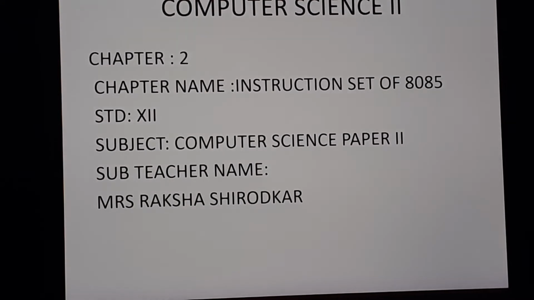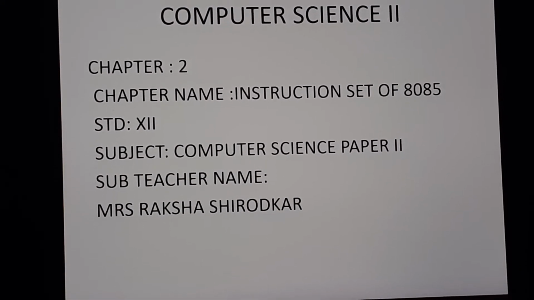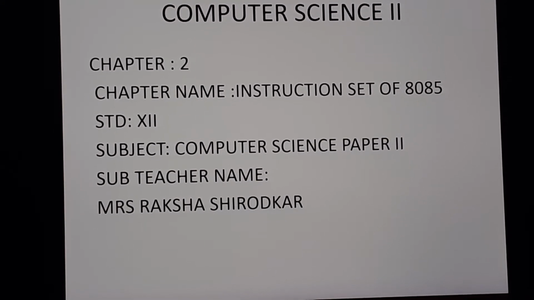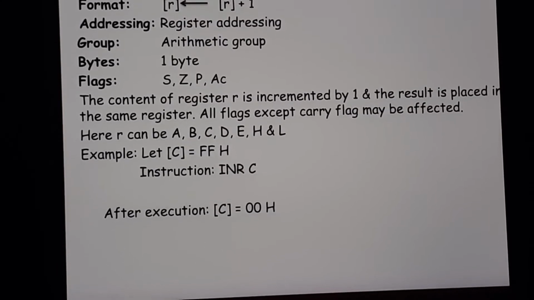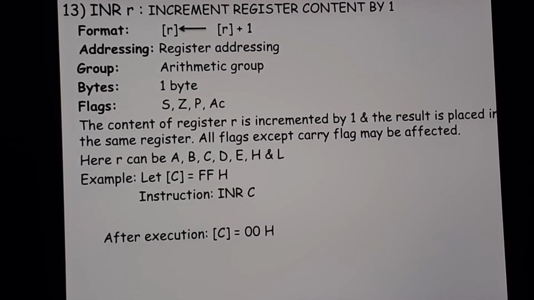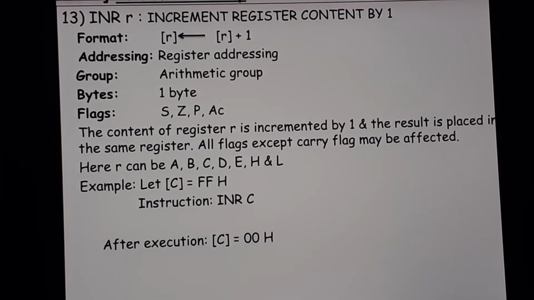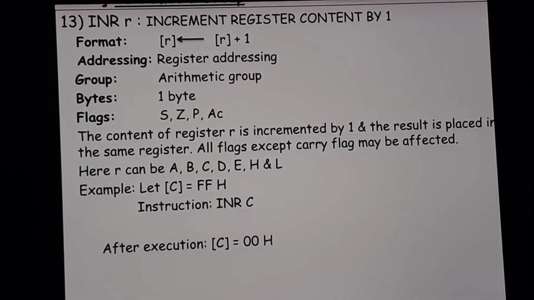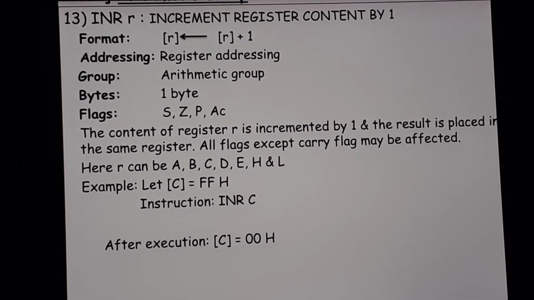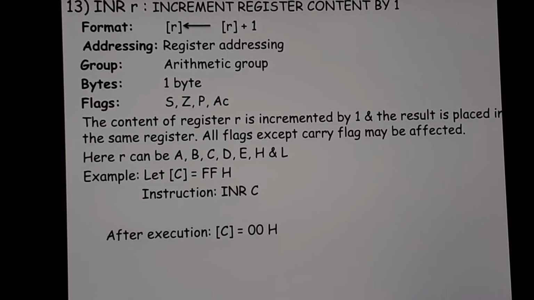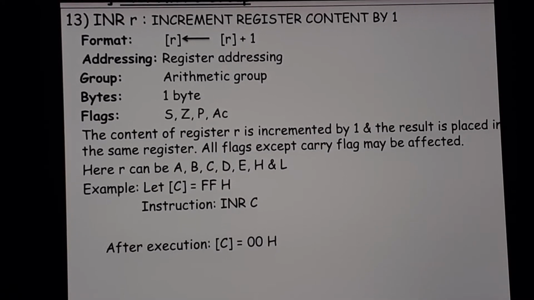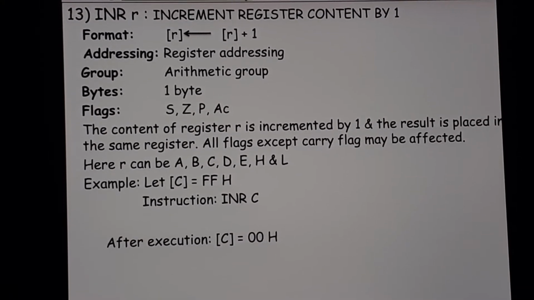We'll continue with the subject, that is Computer Science Paper 2, Chapter number 2, Instruction Set of 8085. In the previous video, we had completed a total of 12 instructions. So today we'll continue with the next instruction, that is instruction number 13 from the arithmetic group. The next instruction is 13, which stands for INR.